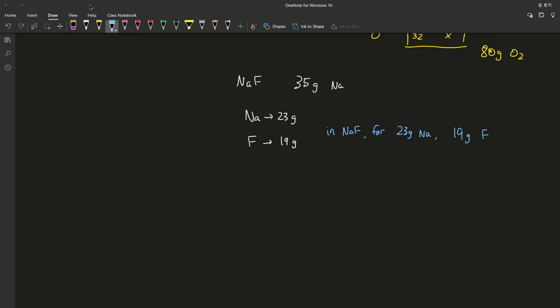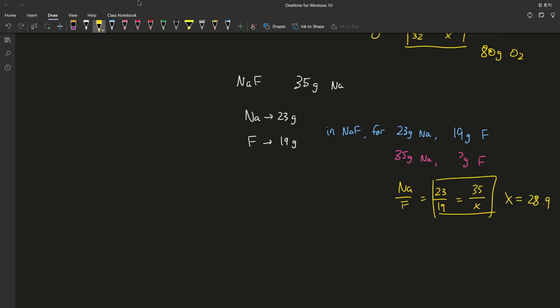So we can use the same proportion. The question is asking us 35 grams of sodium, how many grams of fluorine? We can basically say Na over F is 23 over 19. That's supposed to equal 35 over, we can put that as x again. Now, if we solve that, we will get x equals 28.9. So there are 28.9 grams of fluorine in sodium fluoride with 35 grams of sodium.